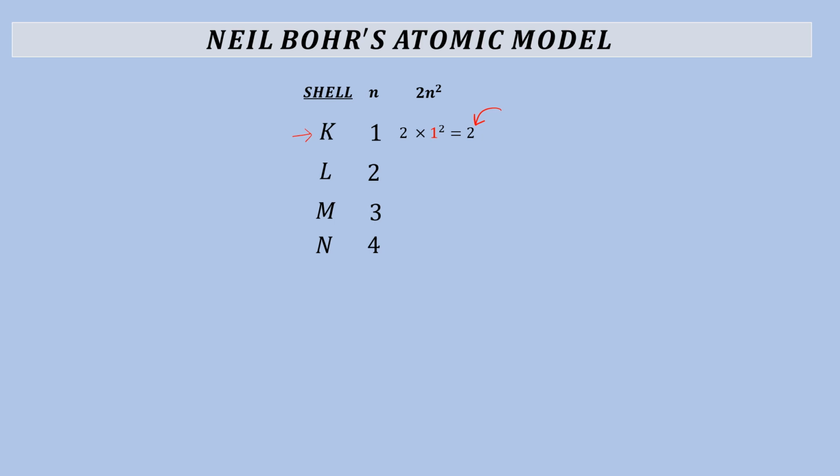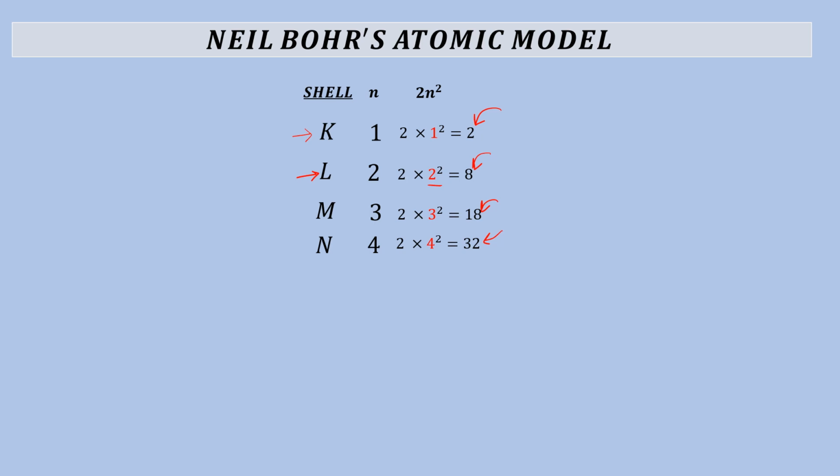Okay. Similarly, for the L shell, we will put 2 in this formula, and this gives us the output of 8. So we can say that the L shell, that is the second shell of an atom, can hold a maximum of 8 electrons. Similarly, the third shell will give us 18 electrons, and the fourth shell will accommodate a maximum of 32 electrons.